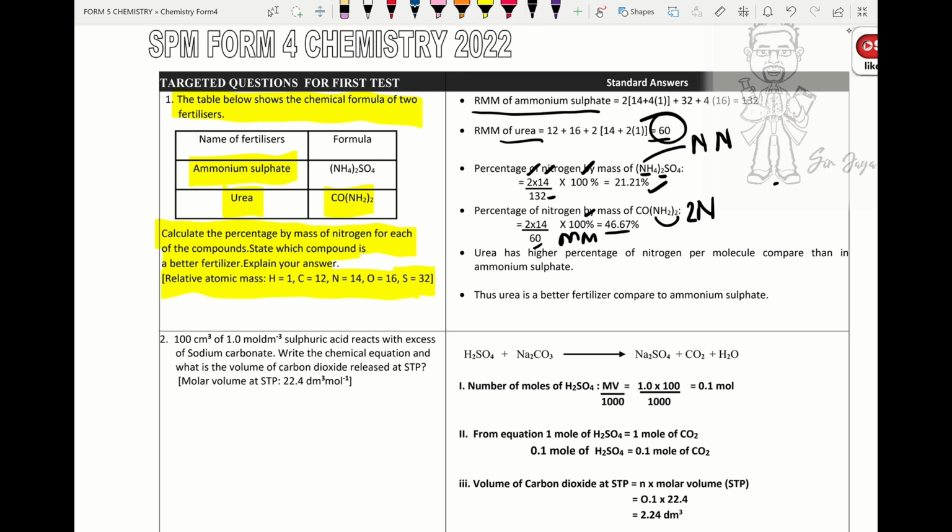So the percentage of nitrogen by mass of urea is higher. So this one is higher, this one is lower. Alright, so the urea has a higher percentage of nitrogen per molecule compared to ammonium sulfate. Therefore, urea is a better fertilizer compared to ammonium sulfate.